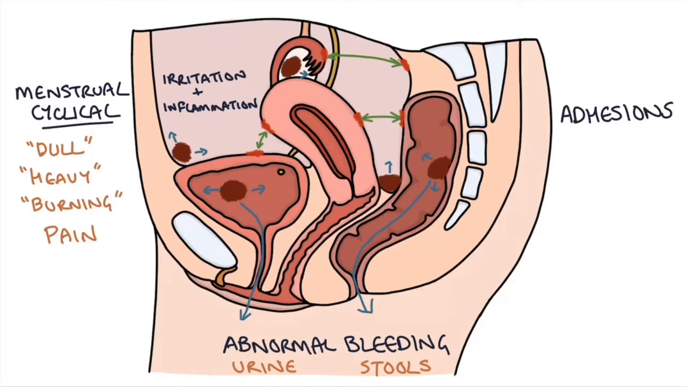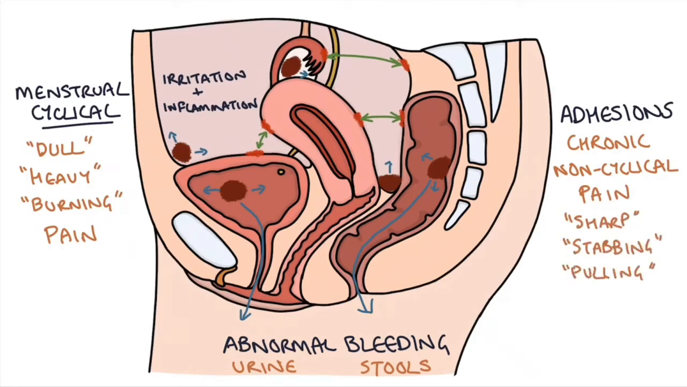You can also get adhesions after having major surgery, and people with endometriosis quite often end up having recurrent surgeries, and this can contribute to the adhesions developing. And this leads to a chronic, non-cyclical, so it's not related to the menstrual cycle, abdominal and pelvic pain that can be sharp or stabbing or pulling in nature, and it can make the patient feel quite sick or nauseated when it's happening.